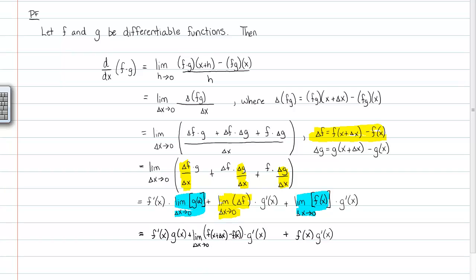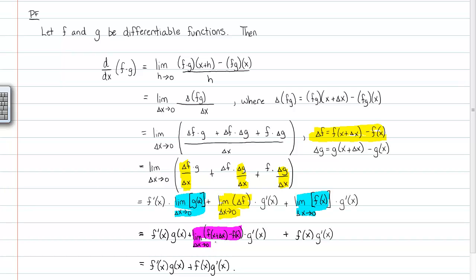As delta x approaches 0, this is going to be f of x minus f of x, which will be 0. So that term right there, as delta x approaches 0, will turn into f of x minus f of x, which will actually be 0. So that center term will disappear, and we get the final answer, f prime of x, g of x, plus f of x, g prime of x. That is the proof.